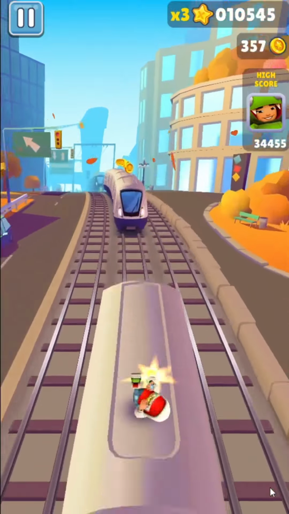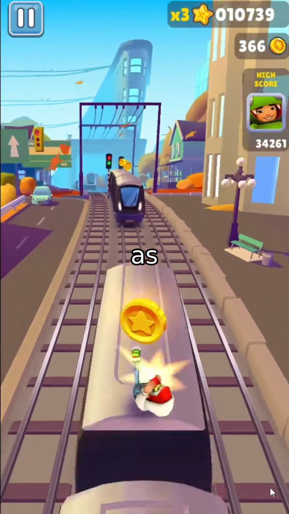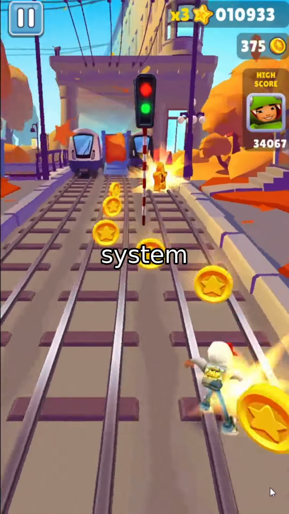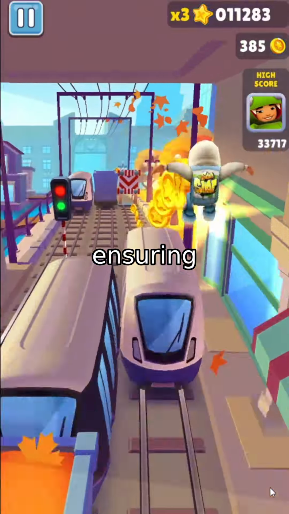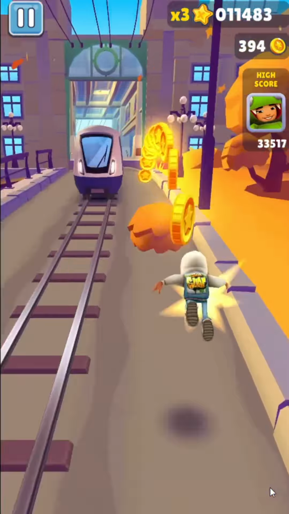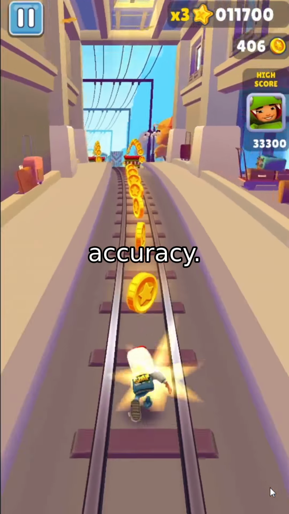But the real secret sauce is bundle adjustment. Think of it as a precision tuning process. The system constantly refines camera positions and 3D points to minimize errors, ensuring every landmark aligns perfectly. It's like double-checking your map to guarantee accuracy.